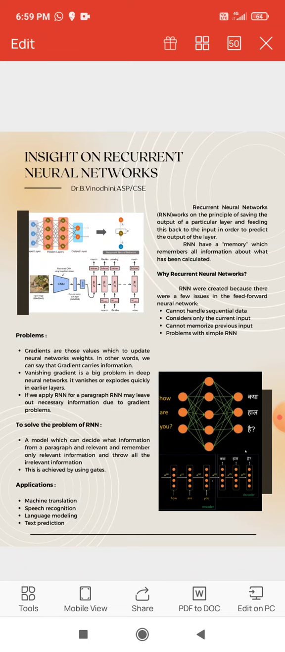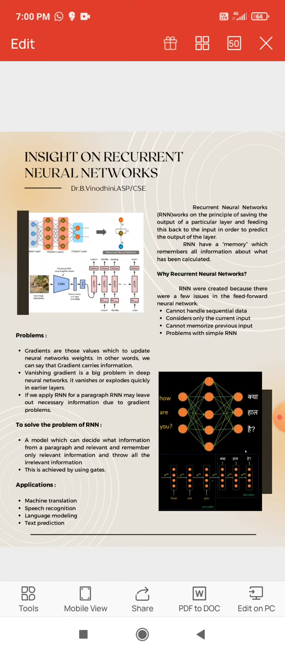The main objective of this recurrent neural network is that we have memory. That memory remembers all the information of the previous layers, so we can handle the time series data very efficiently. In the feed forward network we don't have that memory capacity, so we cannot handle sequence data efficiently. That's why we go for the recurrent neural network.